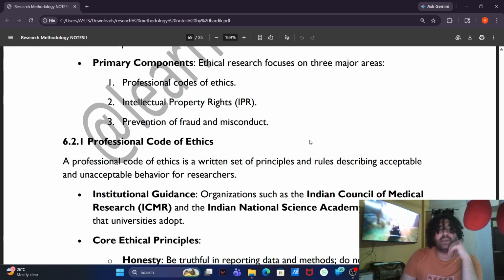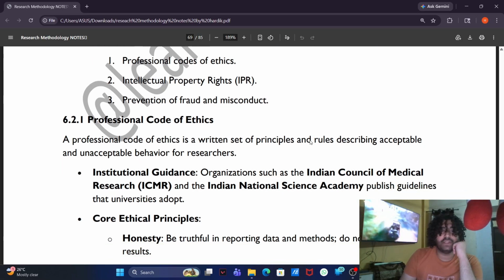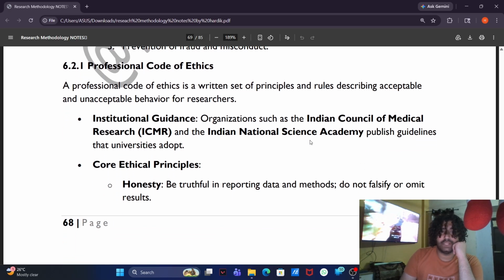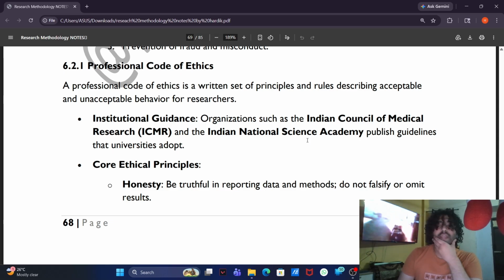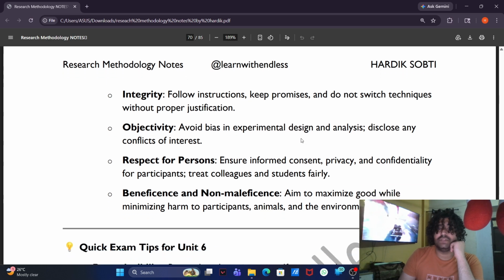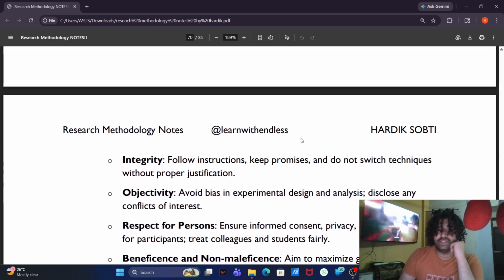Now, next subtopic: professional code of ethics. A professional code of ethics is a written set of principles and rules describing acceptable and unacceptable behaviors for researchers. Institutional guidance. Organizations such as the Indian Council of Medical Research (ICMR) and the Indian National Science Academy publish guidelines that universities adopt. Core ethical principles: honesty, integrity, objectivity, respect for persons, beneficence, and non-maleficence.